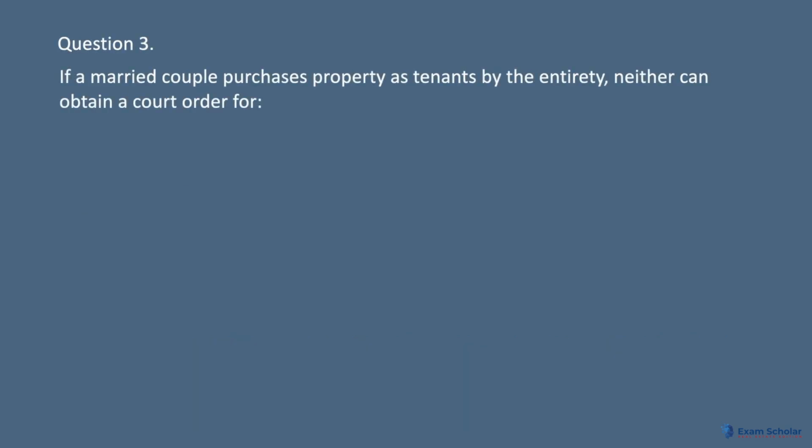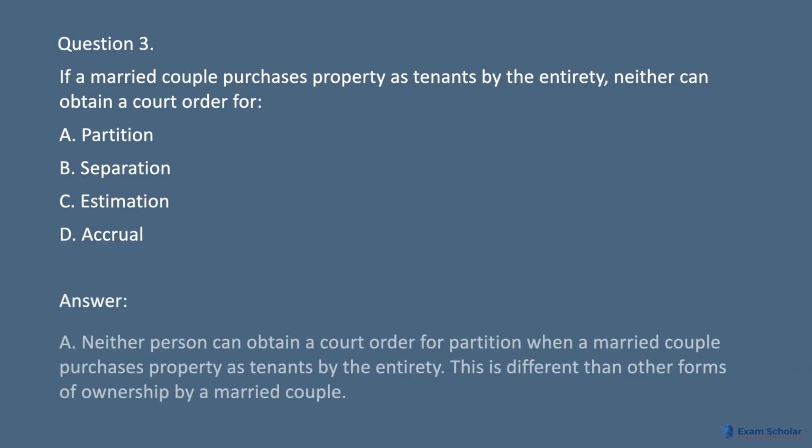Question 3. If a married couple purchases property as tenants by the entirety, neither can obtain a court order for A. Partition. B. Separation. C. Estimation. D. Accrual. Answer: A. Neither person can obtain a court order for partition when a married couple purchases property as tenants by the entirety. This is different than other forms of ownership by a married couple.